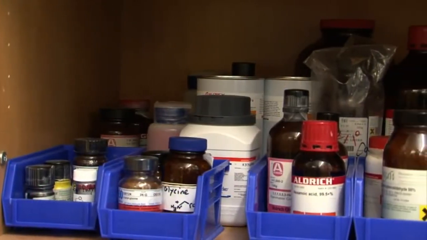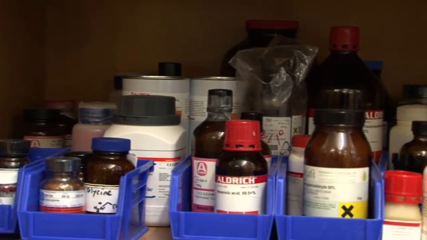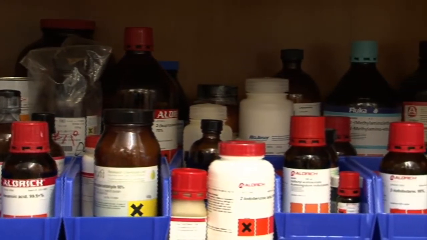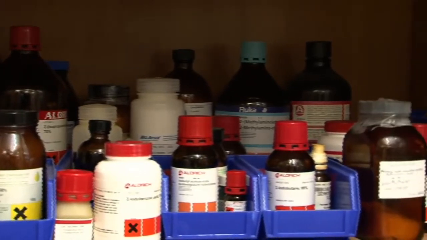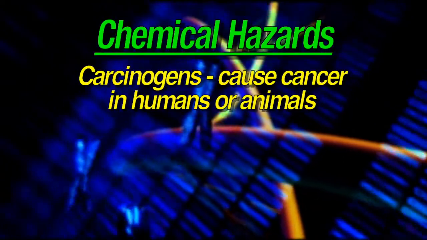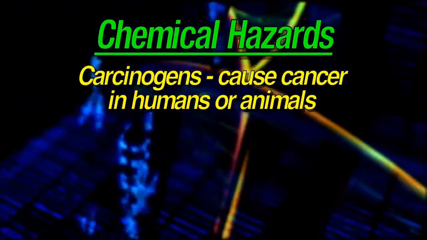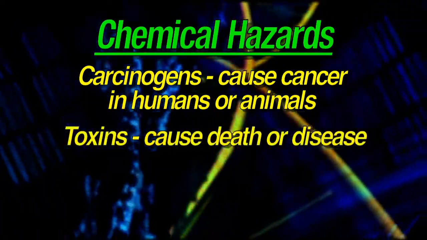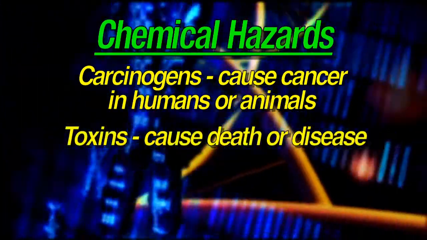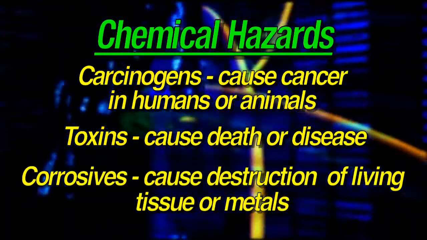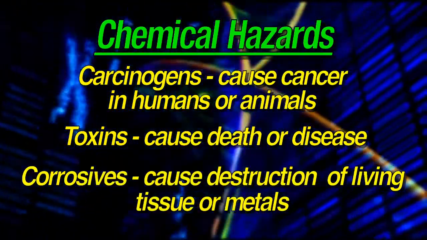It is important to know the different types of chemical hazards that exist in a lab environment. Additionally, it is important to know a chemical may potentially have more than one of these hazards. A carcinogen like benzene, formaldehyde, or chloroform causes cancer in humans or animals. A toxic chemical will cause death or disease at certain concentrations. A corrosive like sulfuric and hydrochloric acid will cause destruction of living tissue or metals.